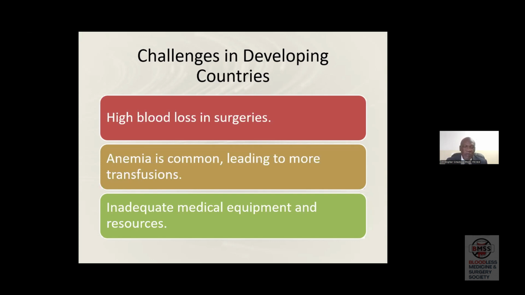Hence, blood transfusions are common in major hospitals. Some of the major operations where there is a lot of bleeding are cesarean sections, hysterectomies, laparotomies for intestinal obstruction, operations on the thyroid gland, and also trauma surgery.